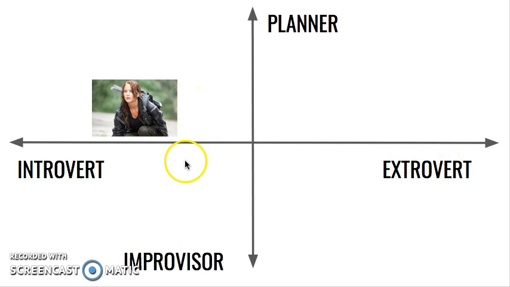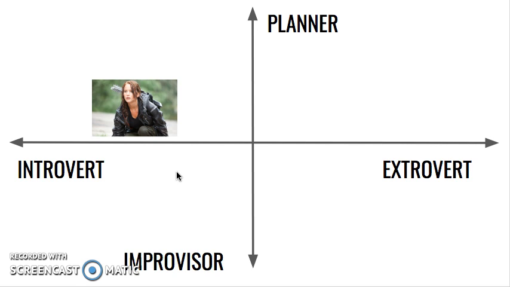Now, looking at the extrovert and introvert line, I put her more towards the introvert side because if you've read Hunger Games or seen the Hunger Games movies, Katniss really isn't a people person. She's for the people and she wants to do what's best for them, but she likes to be a little bit more on her own and do her own thing. So that is why I plotted Katniss there.